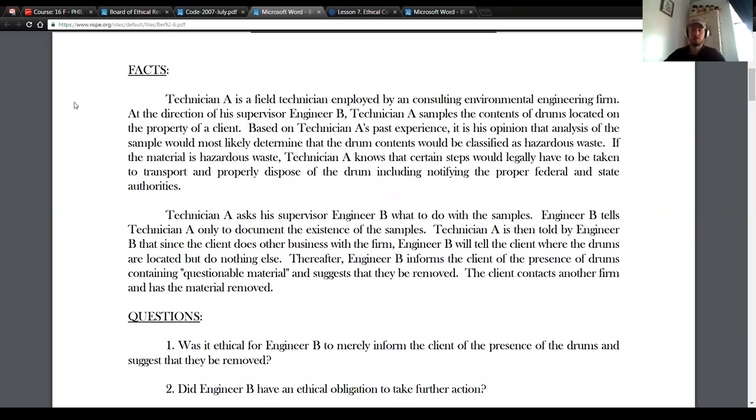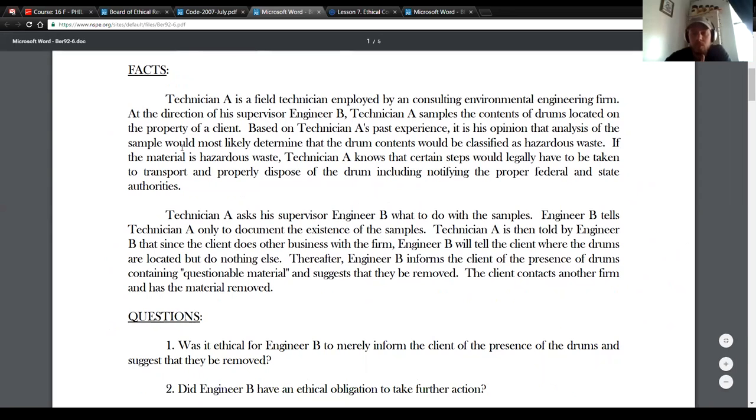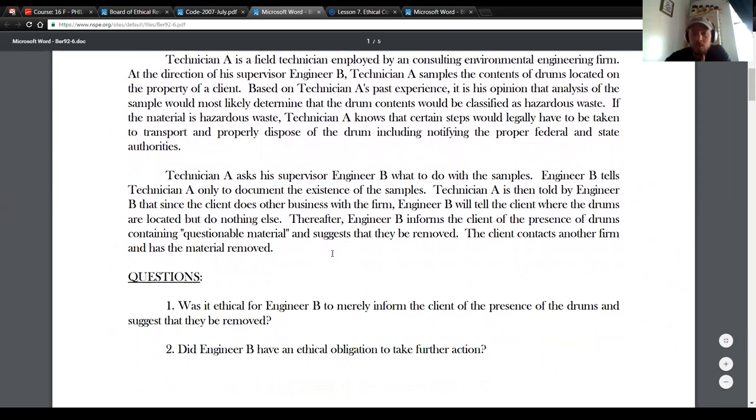Engineer B tells Technician A only to document the existence of the samples, but not to test them. Technician A is then told by Engineer B that since the client does other business with the firm, Engineer B will tell the client where the drums are located, but will do nothing else. Thereafter, Engineer B informs the client of the presence of the drums containing questionable but not hazardous material and suggests that they be removed. The client contacts another firm and has the material removed. But this material is not removed by the proper procedures for disposing of hazardous waste.